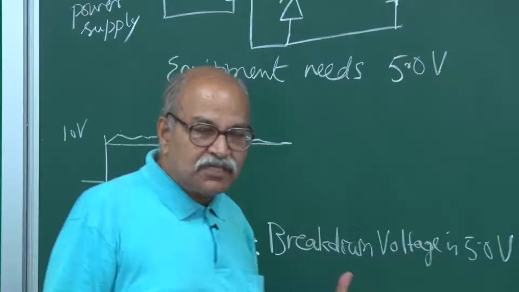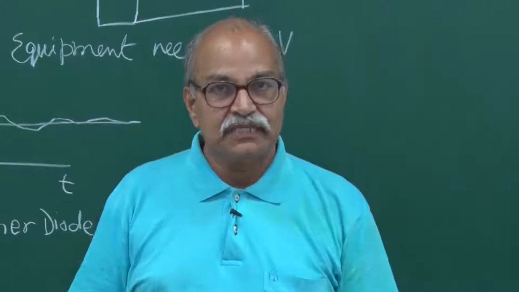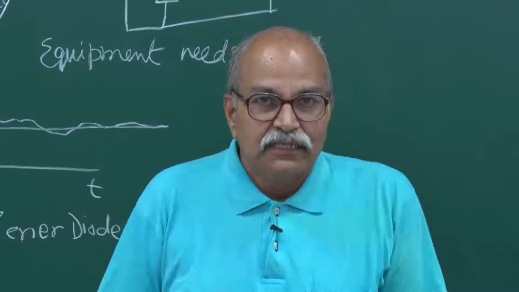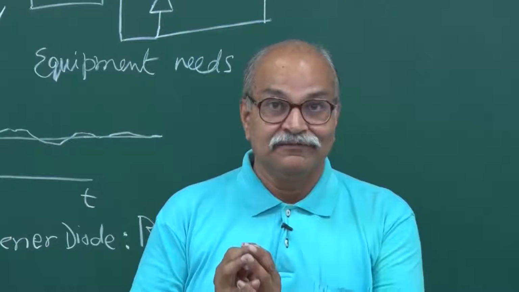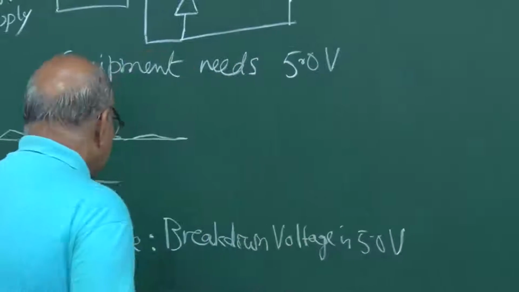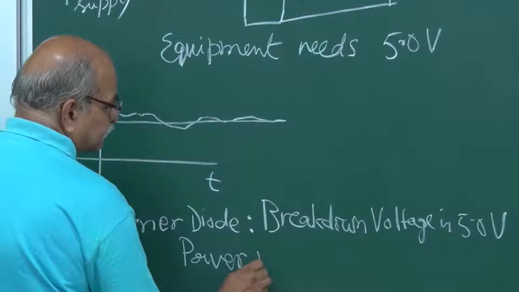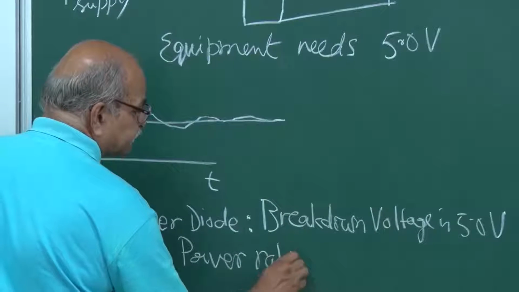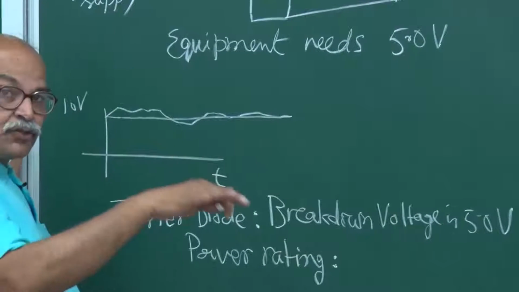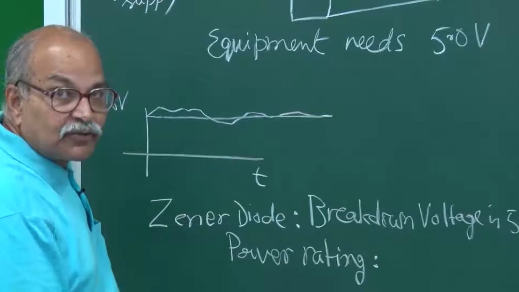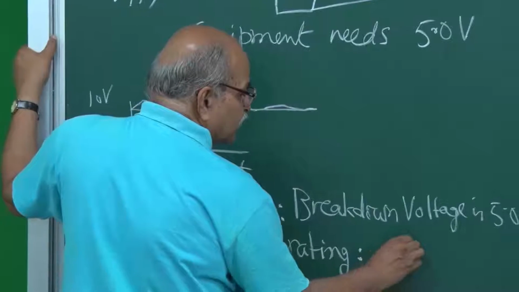You cannot supply a huge current into any diode. It will just generate thermal heat and it will burn. So there is a power rating, and power rating means the maximum power that can be given to this Zener diode. So suppose this power rating here is 0.5 watts.